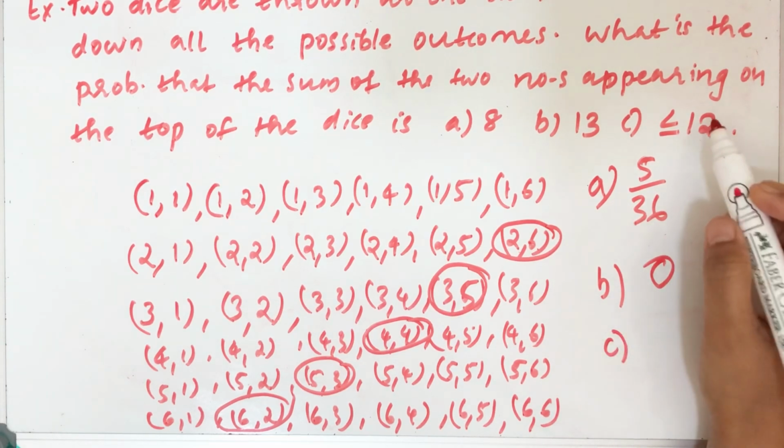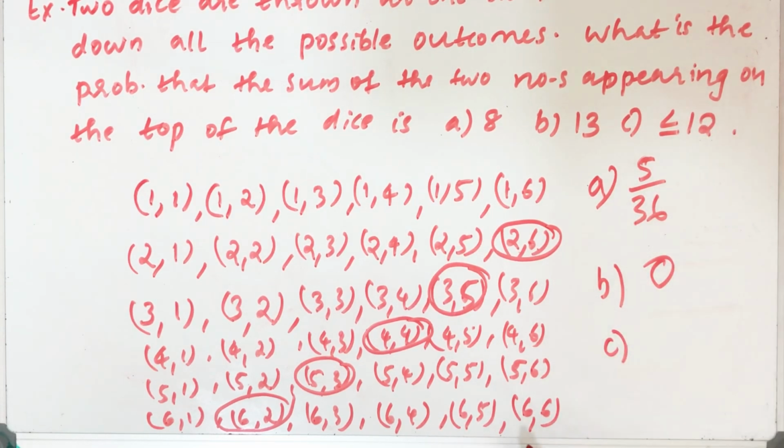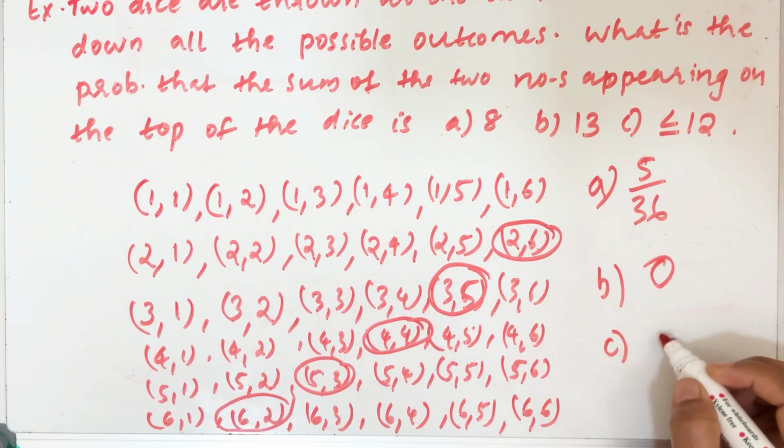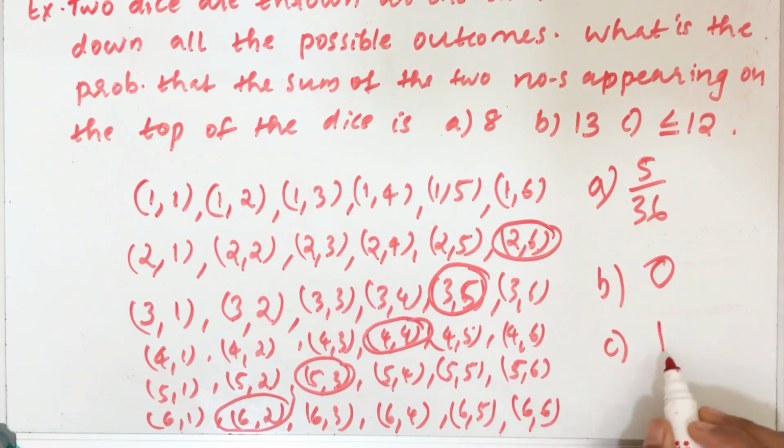Next case, sum is less than or equal to 12. Here the maximum is 12. All other numbers are less than or equal to 12. So the total possibility is 36 by 36, that is 1. So this is a sure event. So this is all about probability.